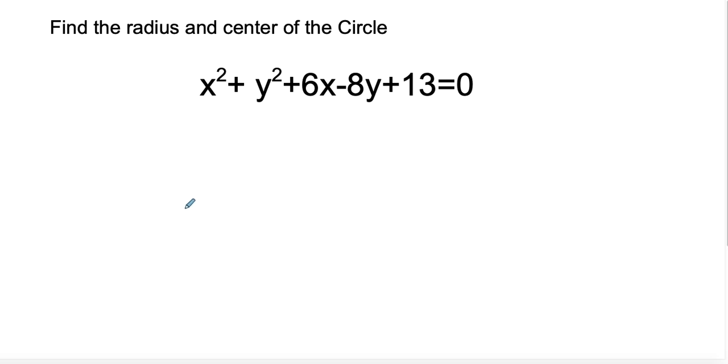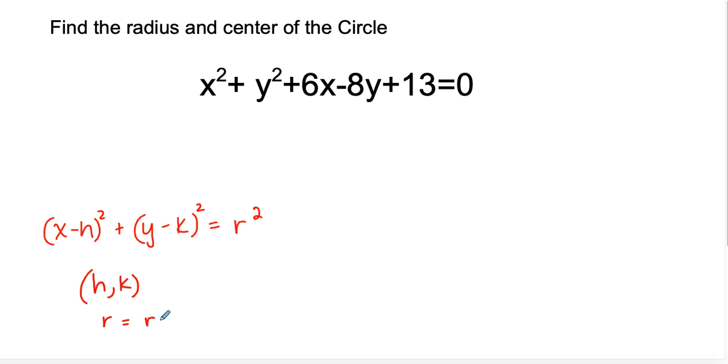So I want to remind you that the standard form equation of a circle is (x - h)^2 + (y - k)^2 = r^2. And the center of this circle would be (h, k), and the radius would be r. All right, well, you can see that this is not in that form. This is what we call general form. And the way to actually find the radius and center is to put it into standard form. To put this in standard form, you have to do that by completing the square.